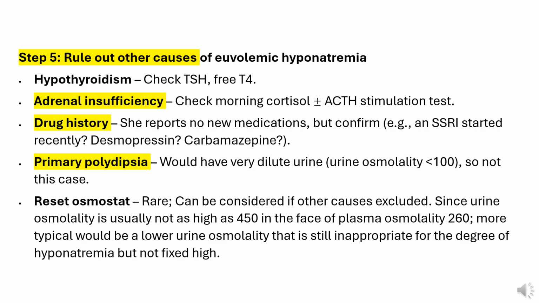Reset osmostat, rare. Urine osmolality is usually not as high as 450 in the face of plasma osmolality 260. More typical would be a lower urine osmolality that is still inappropriate for the degree of hyponatremia, but not fixed high. Can be considered if other causes excluded.